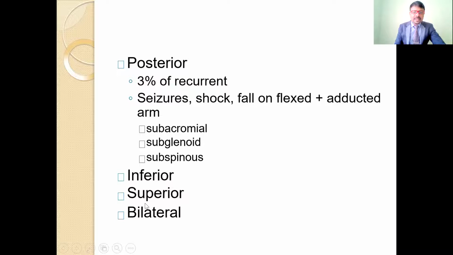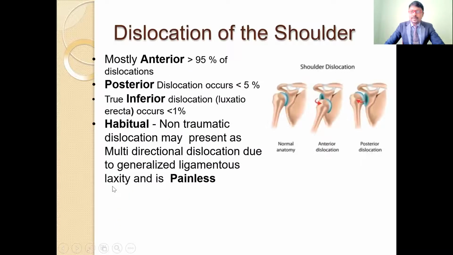And also inferior, superior, and bilateral. These are the different types of subluxation. Inferior subluxation is very, very rare. You may also get superior subluxation and also bilateral. Sometimes because of a history of electric shock, you may chance to get bilateral dislocations.